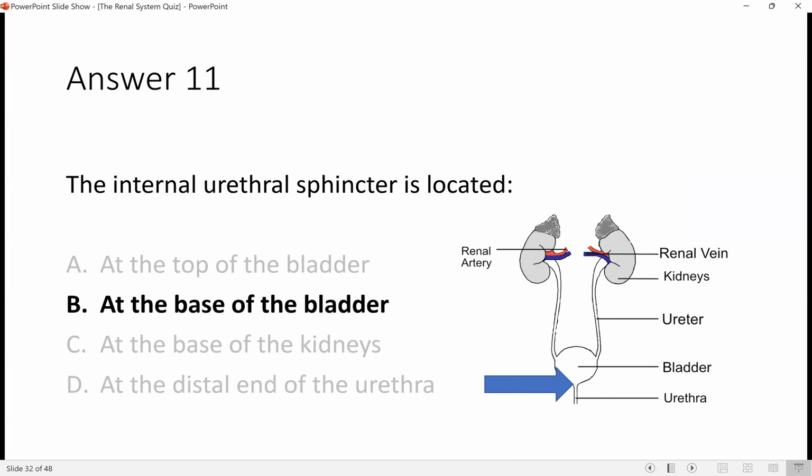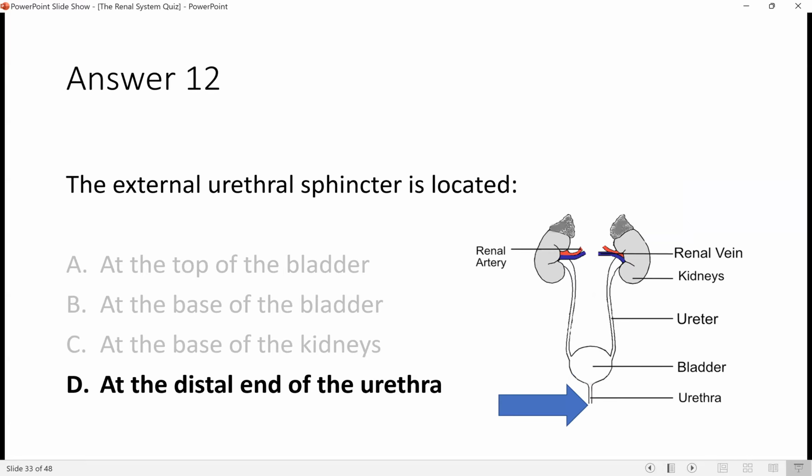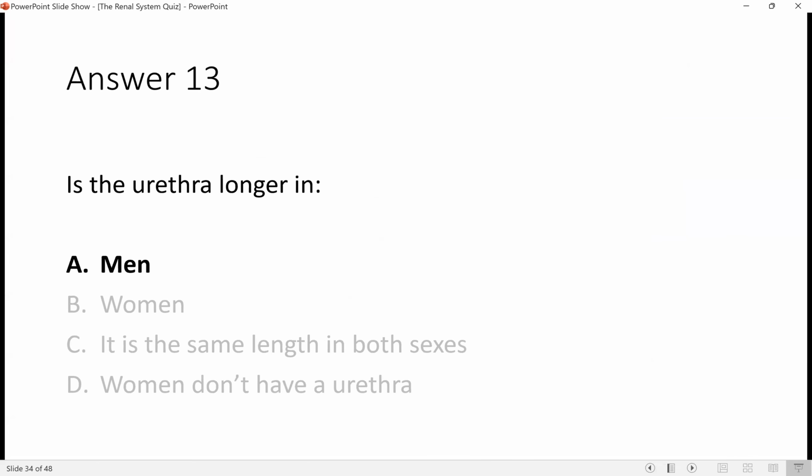The internal urethral sphincter is located at the base of the bladder. And the external urethral sphincter is located at the distal end, so the far end of the urethra. So this is the sphincter that controls when you release urine from the urethra. Is the urethra longer in men or women? Well, it's men, definitely.